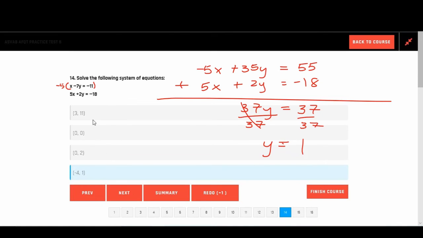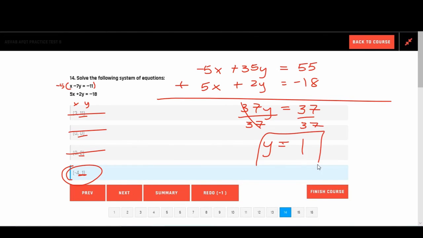Now at this point, I can look at my answer choices. Again, this is your x. This is your y ordered pair. And look for the one that's just 1. That's 11, so that can't be it. That's 0, so that can't be it. It's 2, so that's not it. That's 1. So I'm pretty sure that this is going to be the solution.